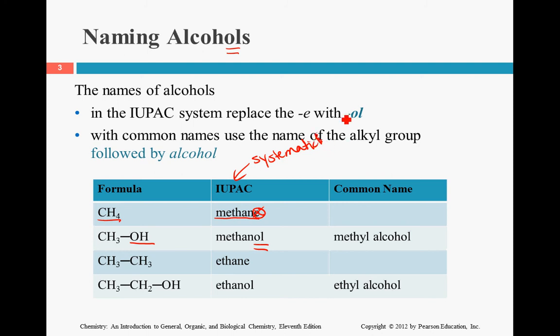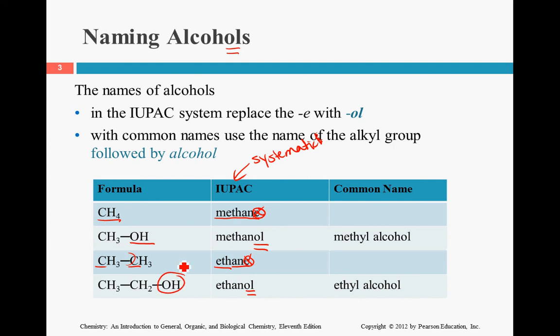Okay, here's ethane. 2 carbons give us eth. Single bond gives us A and E. Instead of having the E there, we're going to chop the E off and put the OL there instead. So ethane becomes ethanol. And there's our OH group.